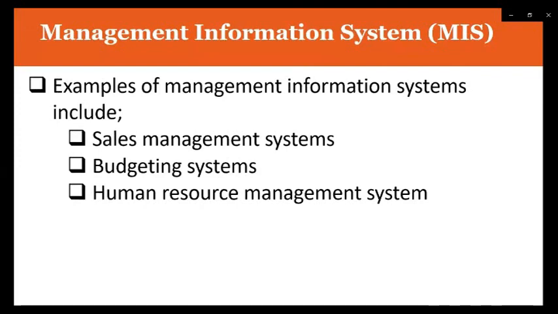So we have here the examples of the management information system. We have the sales management system. It takes input from the point of sale system. And then we have the budgeting system. It gives an overview of how much money is spent within the organization for the short and long terms. And then we have the human resource management system, covering the overall welfare of employees, the staff turnover, and so on. So those are examples of the management information system.